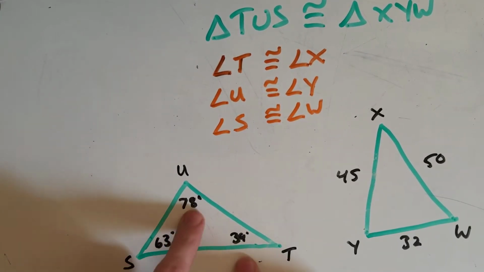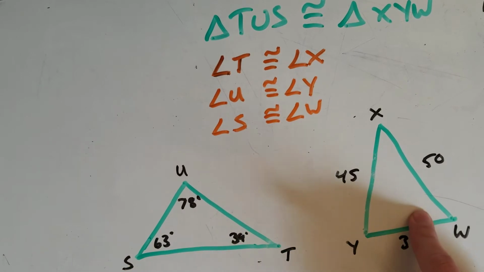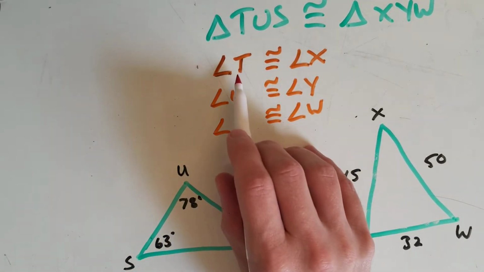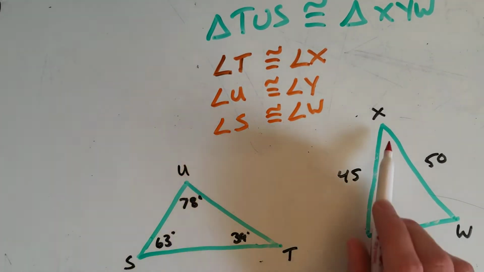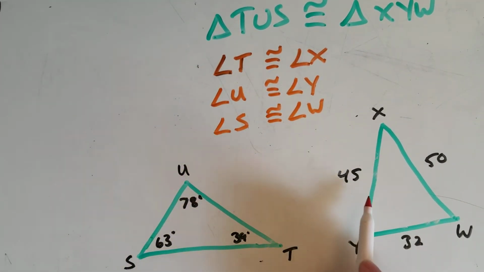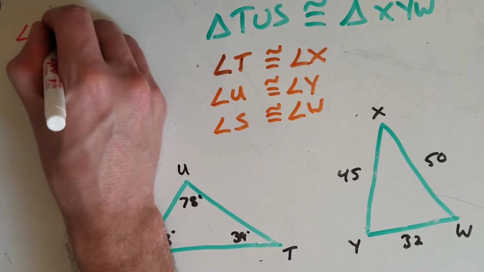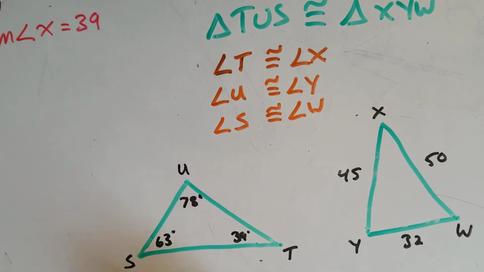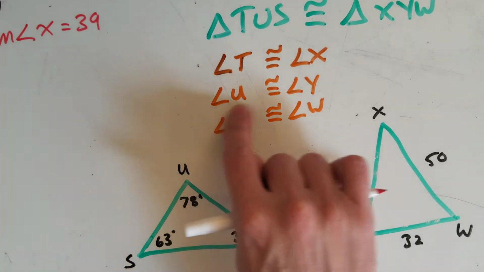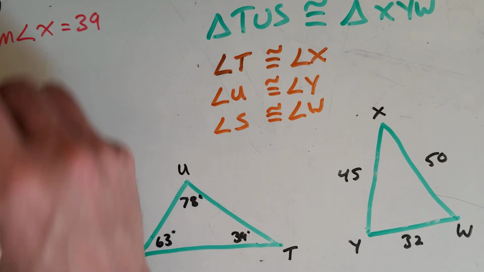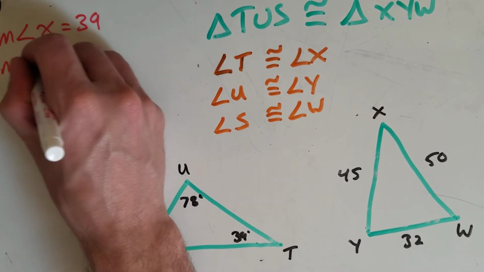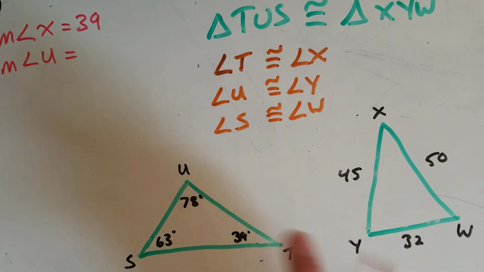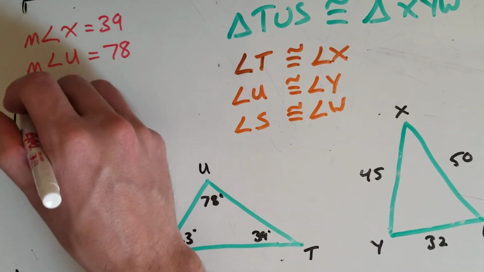So we know all the angles in this triangle, we just need to figure out the angles in this other triangle. Luckily, we know what corresponds. So angle T goes with angle X, so that means angle X will have the same measure as angle T, so the measure of angle X equals 39. Angle U goes with angle Y. Angle U is 78, so the measure of angle Y is also going to be 78.